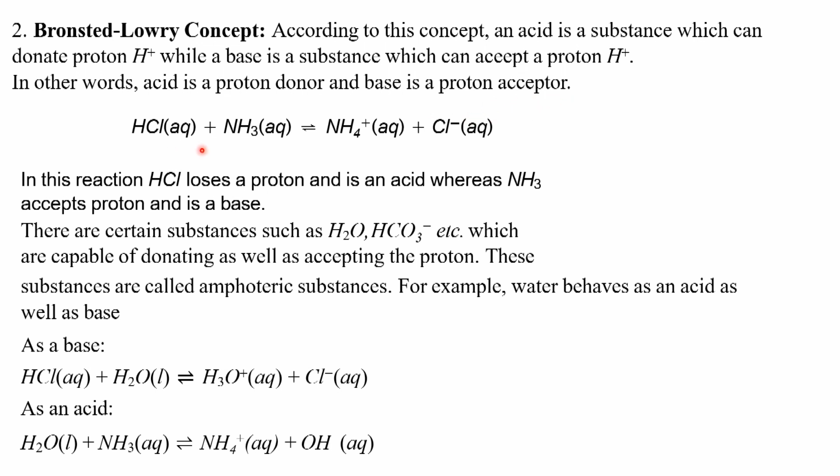For example, HCl in aqueous solution and ammonia in aqueous solution. The H+ ion from HCl is taken up by NH3, which gives NH4+ ion and Cl- ion. In this reaction, HCl loses a proton and is an acid, whereas ammonia accepts a proton and is a base. There are certain substances such as water and the HCO3- bicarbonate ion, which are capable of donating as well as accepting a proton. These substances are called amphoteric substances.